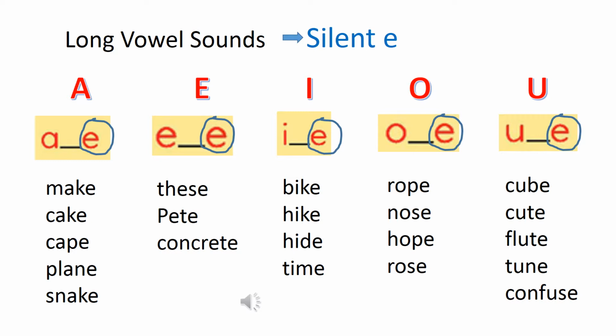Bike, hike, hide, time. And under the O, these words have a long O because of that silent E on the end. Rope, nose, hope, rose. And finally, under the U, these words make a long U sound because of the silent E on the end of them. Cube, cute, flute, tune, confuse.